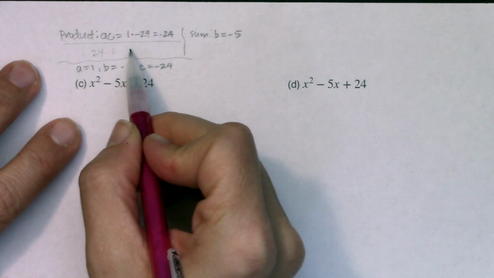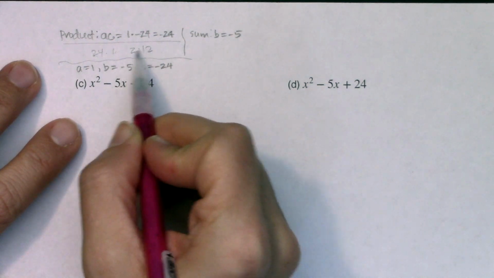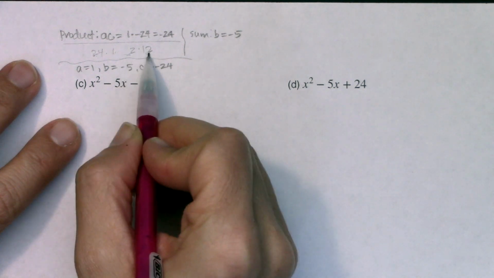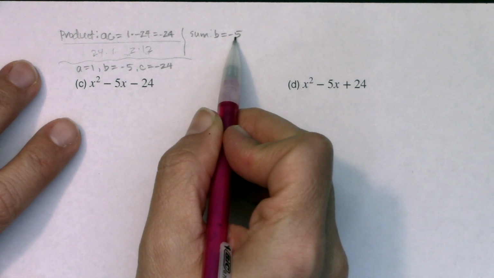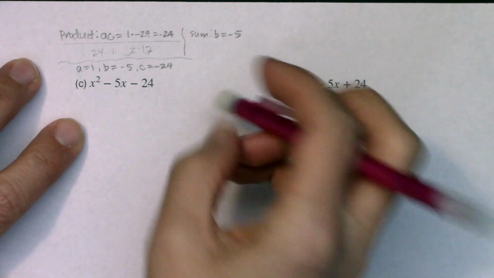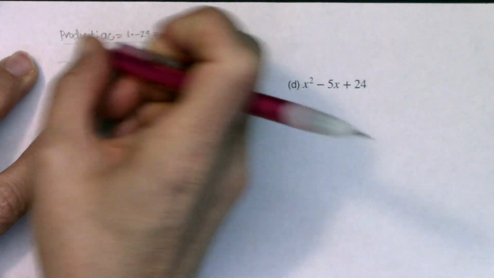I also could look at 2 and 12, but if I add those it might be 14, or if I subtract them, 10. That's not getting me to negative 5, right? Then I go to the next one. I've got 3 and 8, and that's what I want.